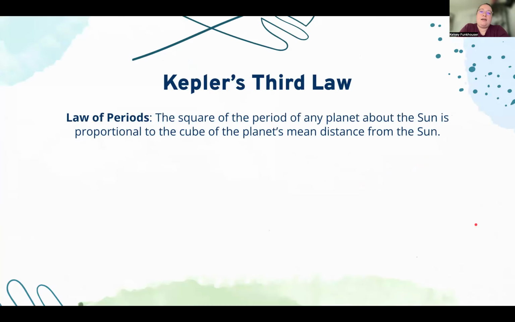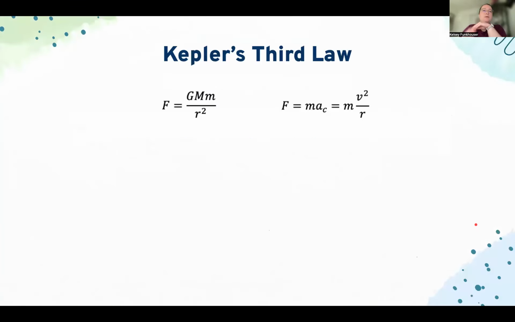Now Kepler's third law is the law of periods. This says the square of the period of any planet about the sun is proportional to the cube of the planet's mean distance from the sun. Let's see what that means, starting with the gravitational force and the force for an object in circular motion. The gravitational force is G M m over r squared, and the net force for an object in circular motion is the mass times the centripetal acceleration, which is also given by the mass times the velocity squared divided by the radius, or distance from the center of the circle. We can set these two equal to each other, and this is what we end up with here.